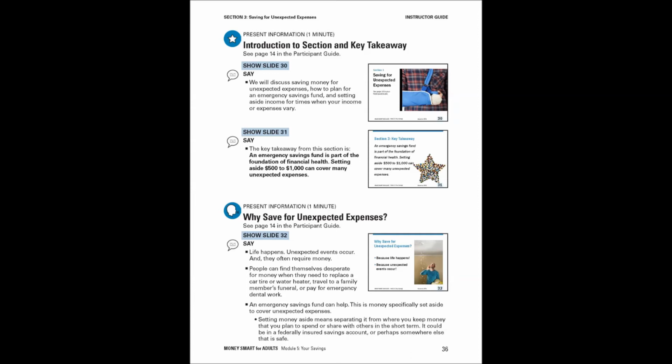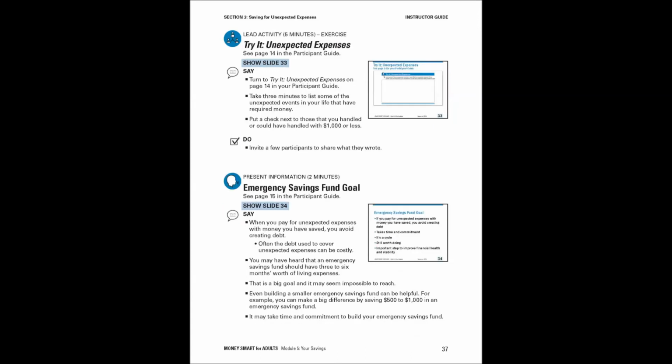The topic begins, why save for unexpected expenses? Showing slide number 32, you're actually starting a discussion around things that happen unexpectedly. Life happens, unexpected events happen, and people can find themselves desperate for money. So an emergency savings fund can help, and this is really segueing into the topic that is going to be around emergency savings. So we have, first of all, the triad activity with unexpected expenses.